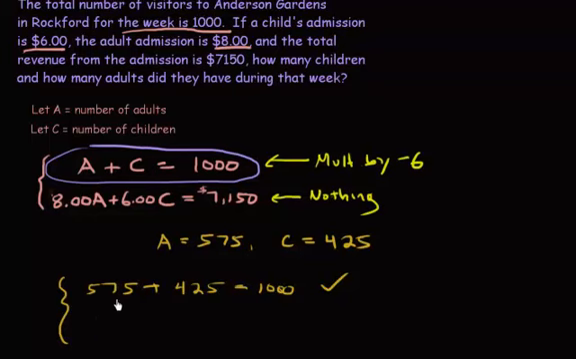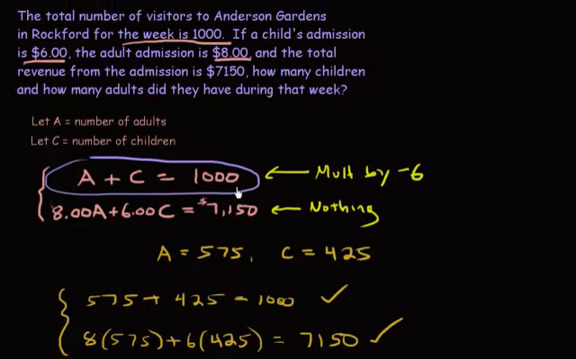And then we have 8 times A, which is 575, plus, what is it? $6 for each child, times 425 children. And that is going to equal 7,150. And that's exactly what we're supposed to have. So there you go. There's our first word problem. Again, we use the addition method, but you can use substitution, or you could have row reduced, or you could graph. But again, graphing probably wouldn't have been the best way of doing it.